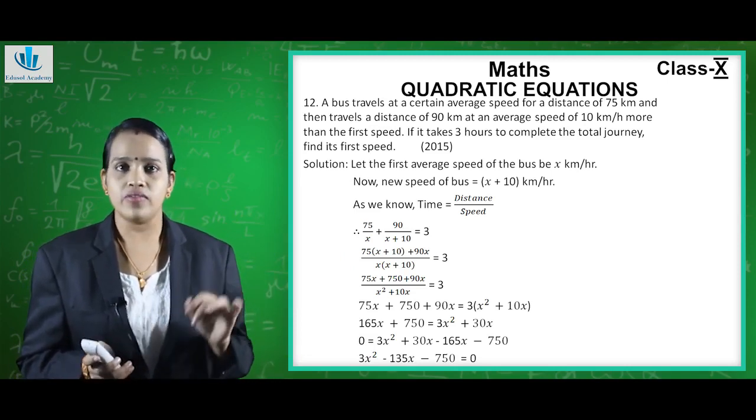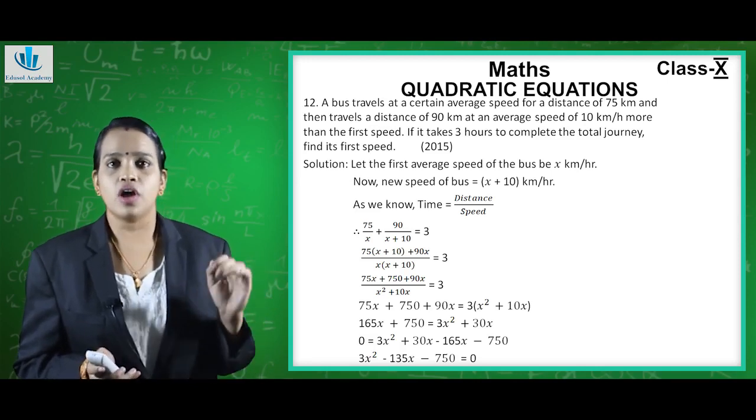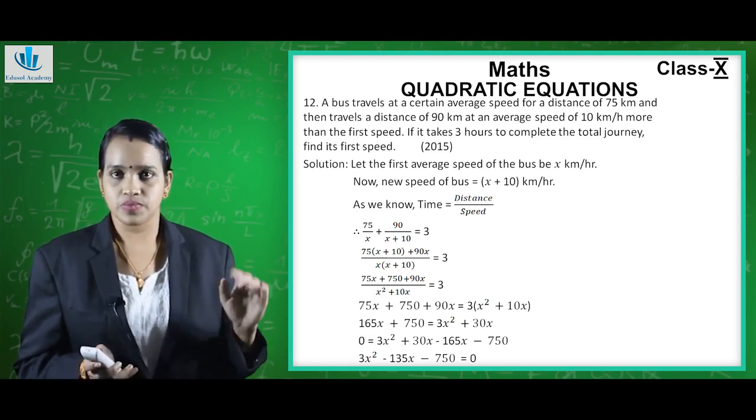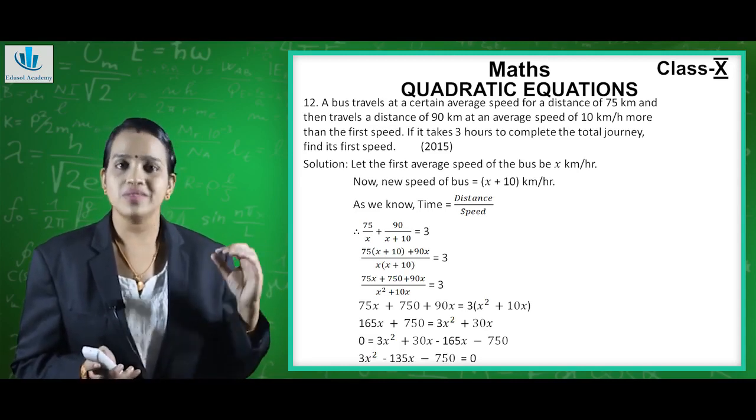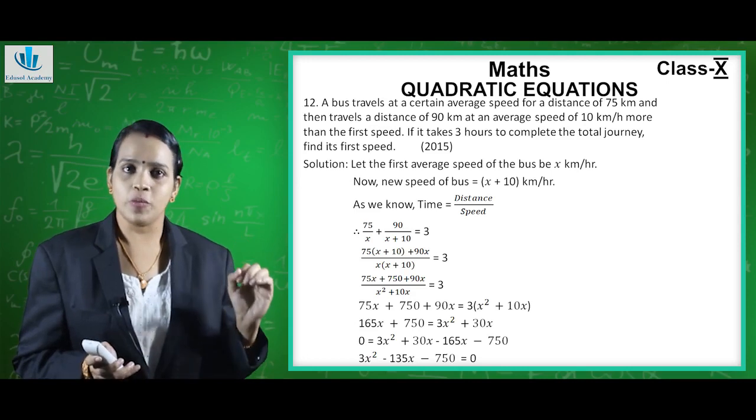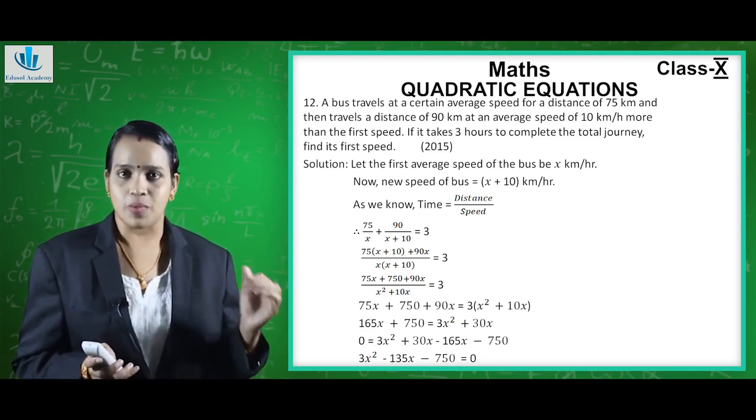So we will take the average speed of the bus as x km per hour. Now the new speed, that is 10 kilometers per hour more, so it becomes x plus 10 km per hour. You know the formula for time, it is distance upon speed.